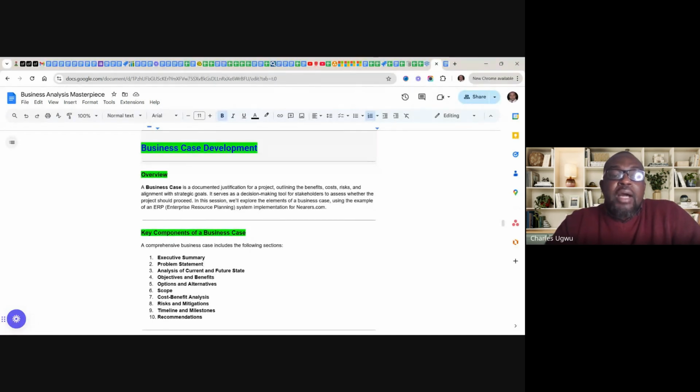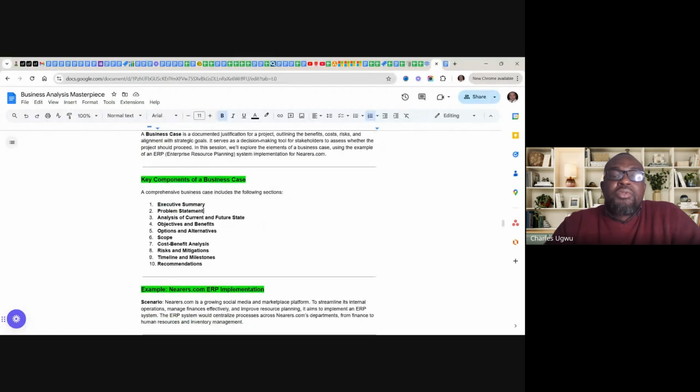But before we look at the sample we have here, we need to understand the building blocks of a business case. What are the components? You can't just start writing a business case. As a business analyst, it's very difficult for you to just start a project and jump in and start writing. It's not possible.